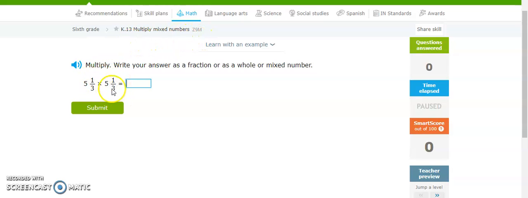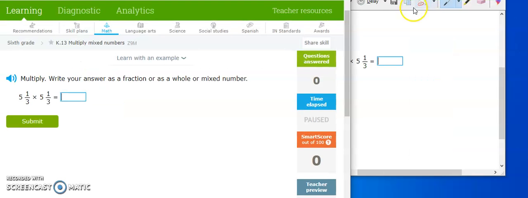So we're just going to see problems like this, where we're going to be multiplying those mixed numbers. We do need to write our answer as a fraction, a whole, or a mixed number, okay? So the first thing we need to do when we are multiplying mixed numbers is change them to improper fractions. And then we just multiply across like we do with any two fractions.